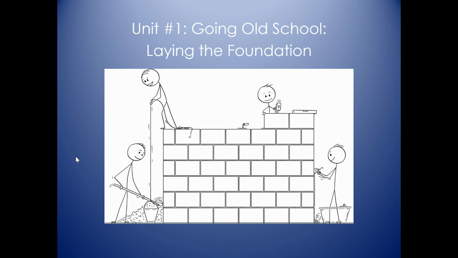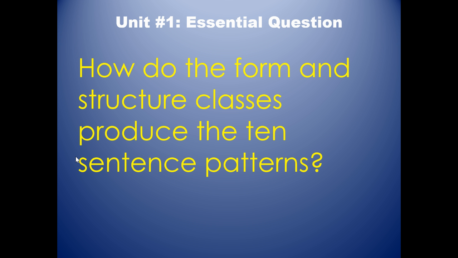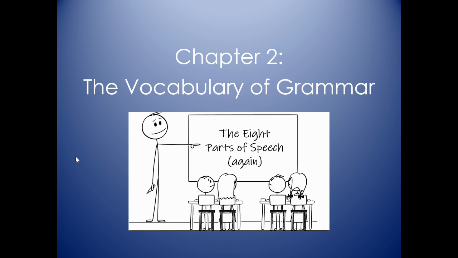Today we're going to take a look at the form and structure classes. So we're back to Unit 1, going old school, laying the foundation. And our essential question is how do the form and structure classes produce the 10 sentence patterns? So this will be probably the first time we start using some terminology that you may not necessarily be familiar with. So we're going to talk about the vocabulary of grammar.